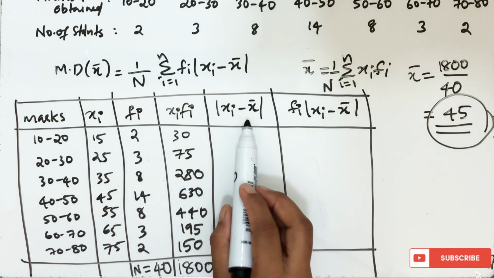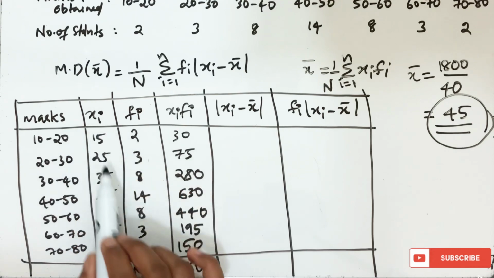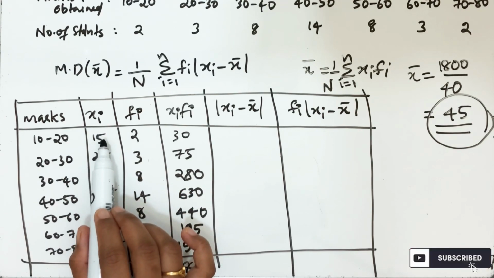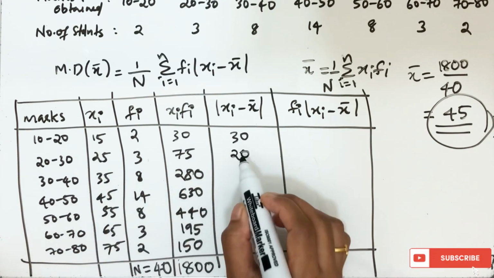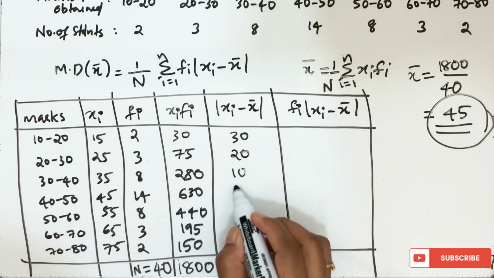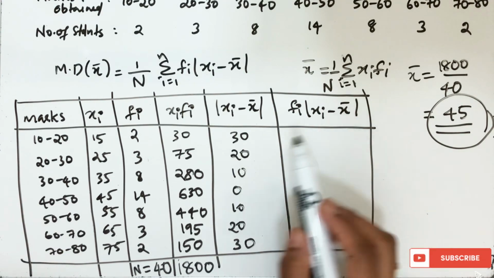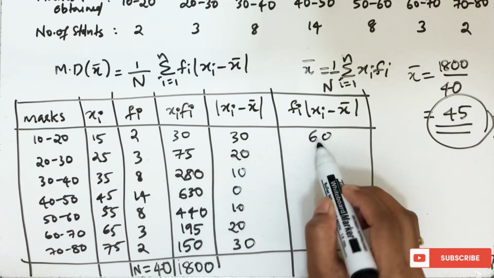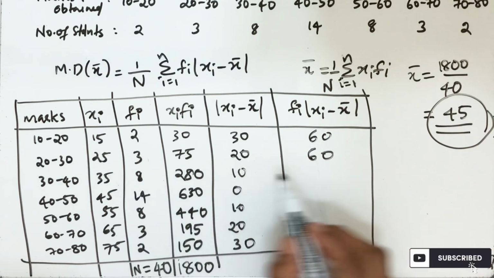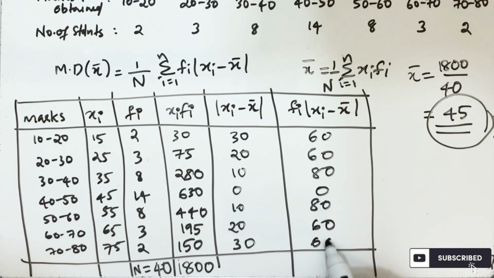Next we can find mod xi minus x bar. X bar is 45. So mod xi minus x bar is the modulus of this column minus 45. That is modulus of 15 minus 45, 30; 25 minus 45, 20. Like that, write all the values. Next 10, 0, 10, 20, 30. Next fi into mod xi minus x bar, that is this column into this column fi, that is 2 into 30, 60; 3 into 20, 60; 8 into 10, 80; next 0, 80, 60, 60.